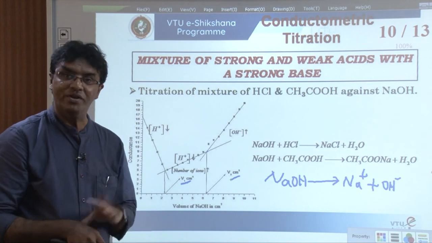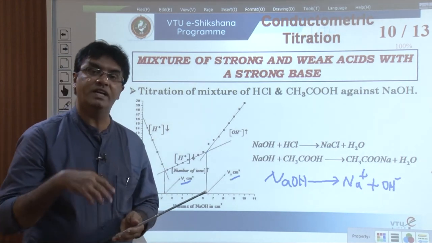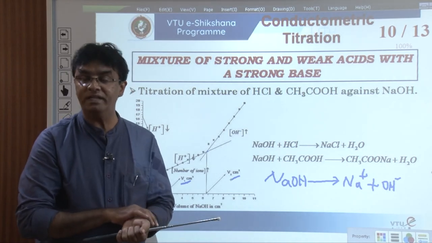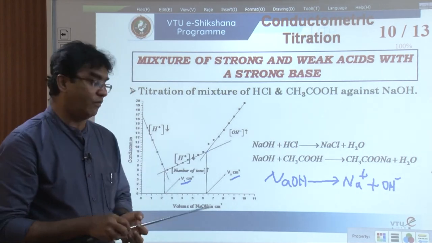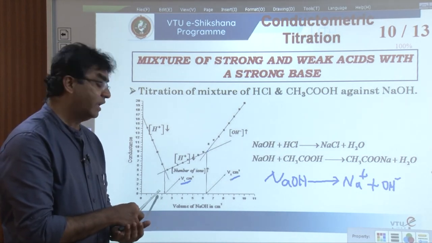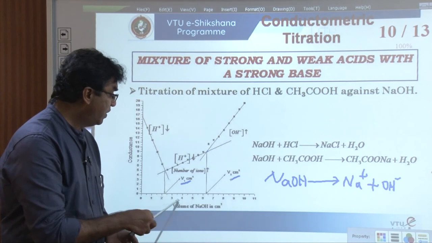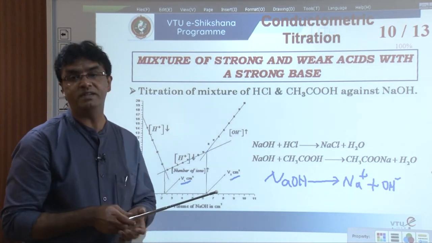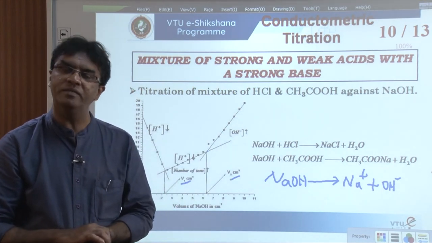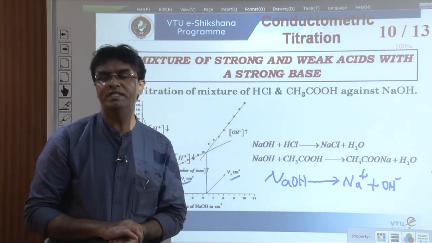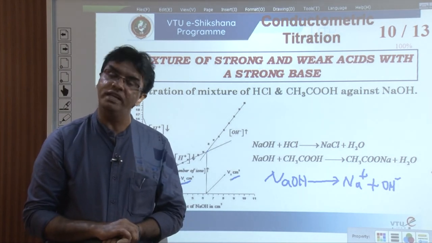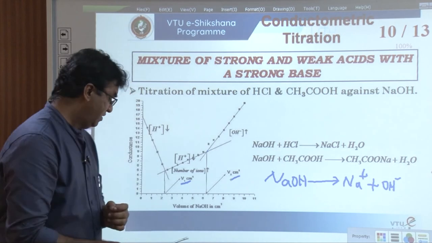So therefore, after conducting the experiment, by plotting the graph, you are going to get the volume of the standard solution of NaOH required to neutralize only HCl and also that required to neutralize only acetic acid. V1 cm cube is nothing but the volume of NaOH required to neutralize only HCl. V2 minus V1 cm cube is the volume of NaOH required to neutralize only acetic acid. Clear? Only acetic acid.